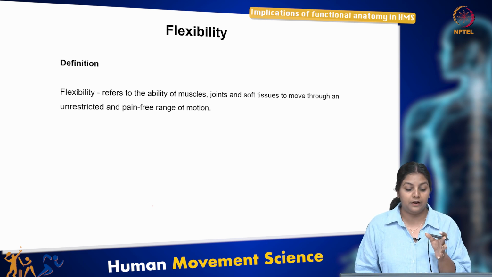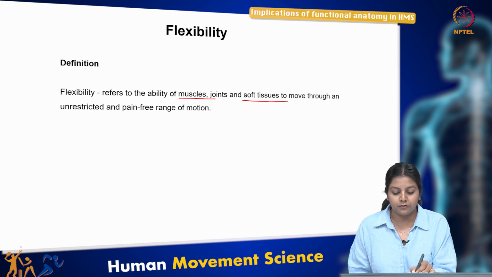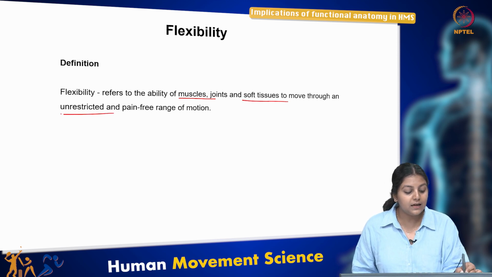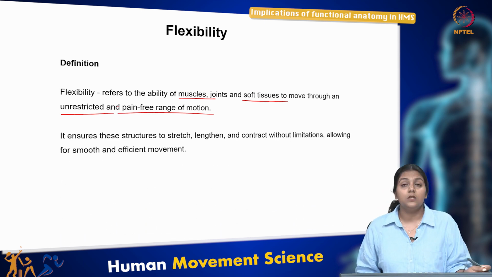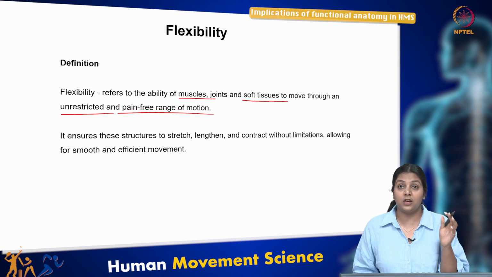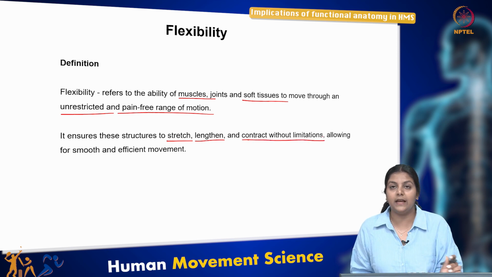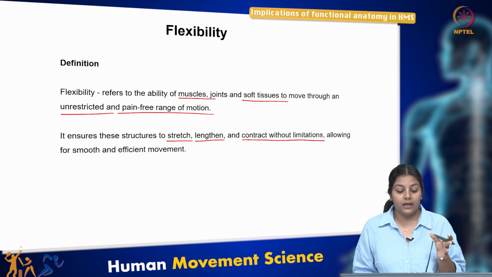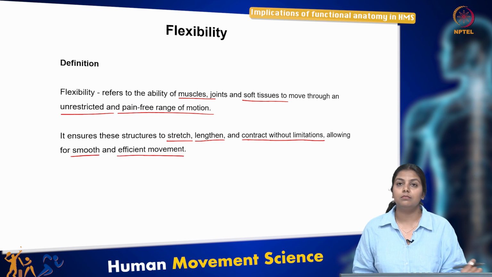Flexibility here refers to the ability of the muscles, joints and soft tissue to move through an unrestricted and pain-free joint range of motion. So it ensures that these structures, the structures we've looked at, stretch or lengthen or contract without any limitations. Now if they contract without any limitation, it allows for smooth and efficient movement.